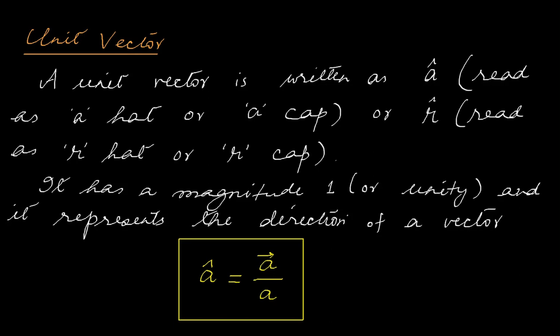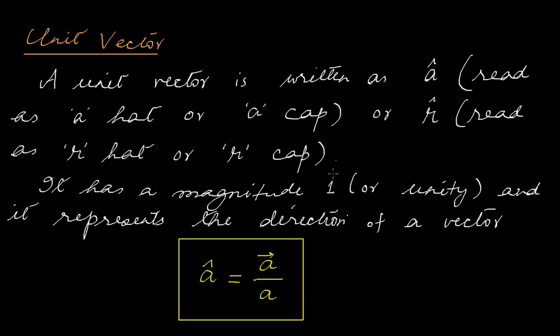Now, what is a unit vector? A unit vector is written as A with an arrow mark on top. This is read as A hat or A cap, because this looks like a cap that he's wearing on top of his head. Yes or no? So this is like A hat or A cap. Sometimes we can denote the unit vector by R or by any letter. How do you read this? This is R hat or R cap. It has a magnitude 1 or unity.